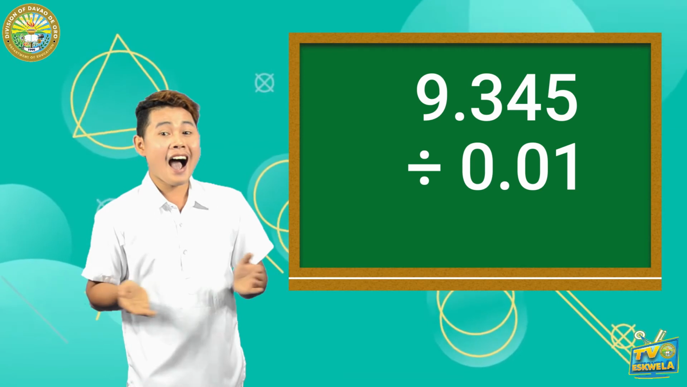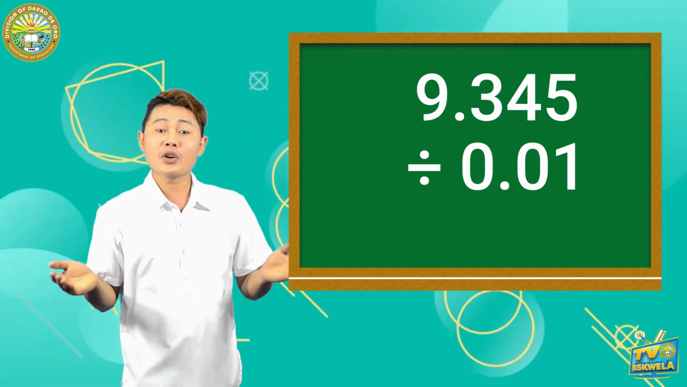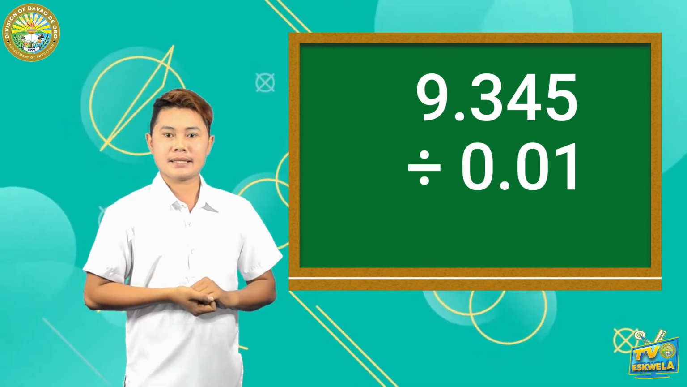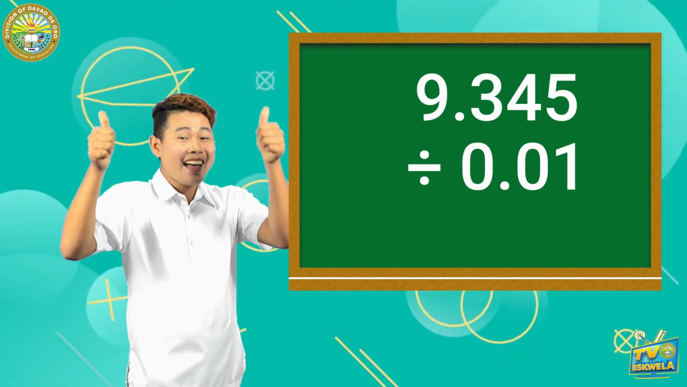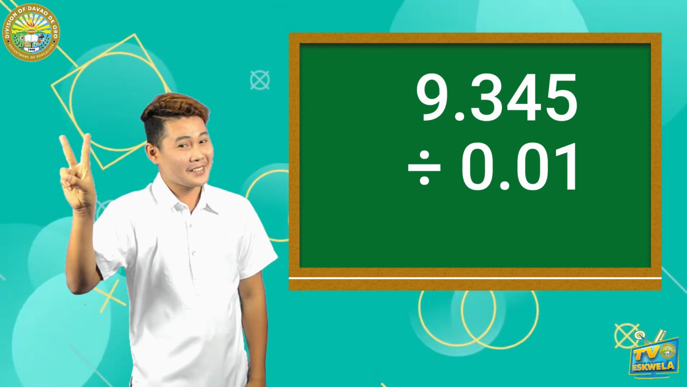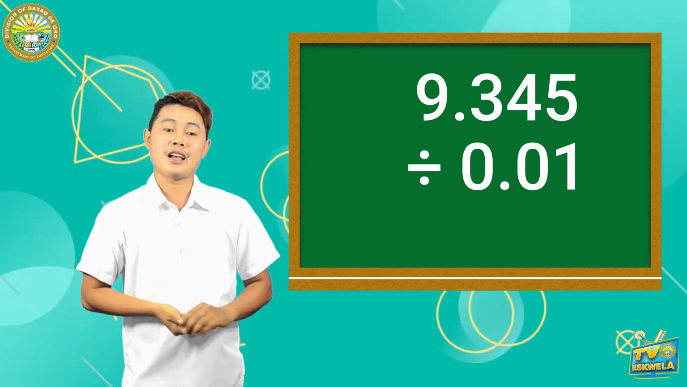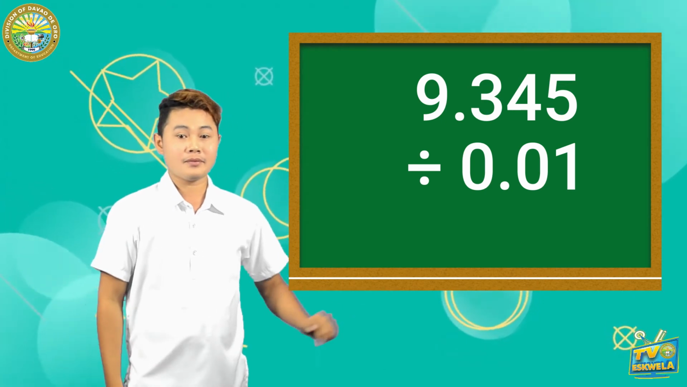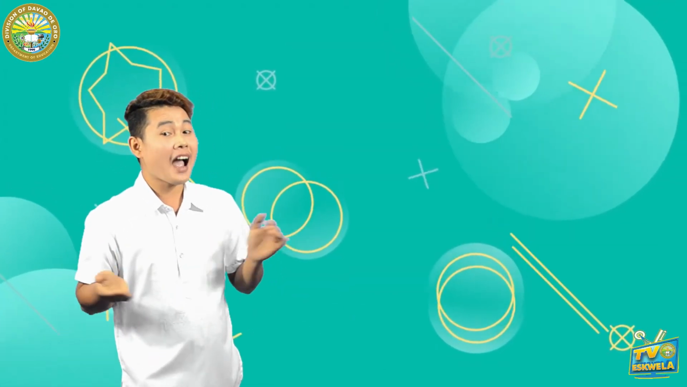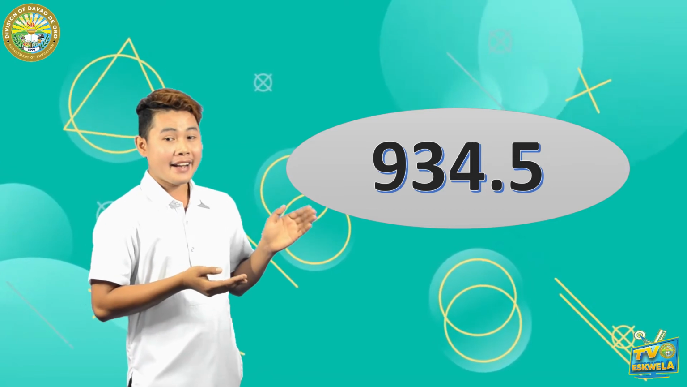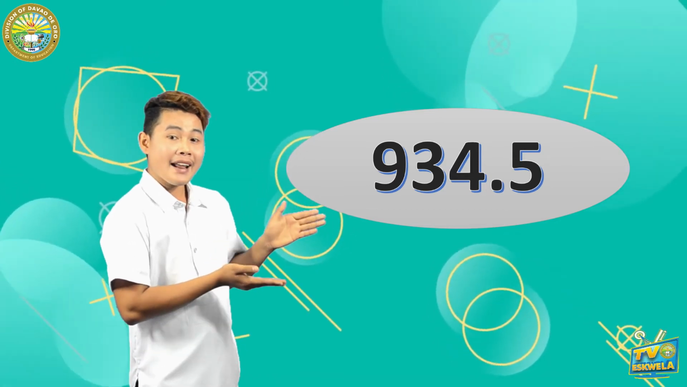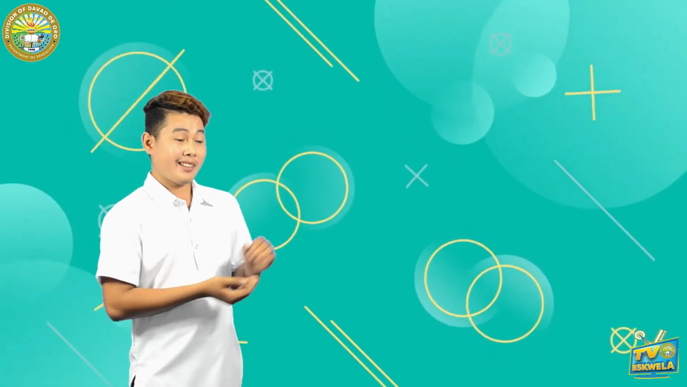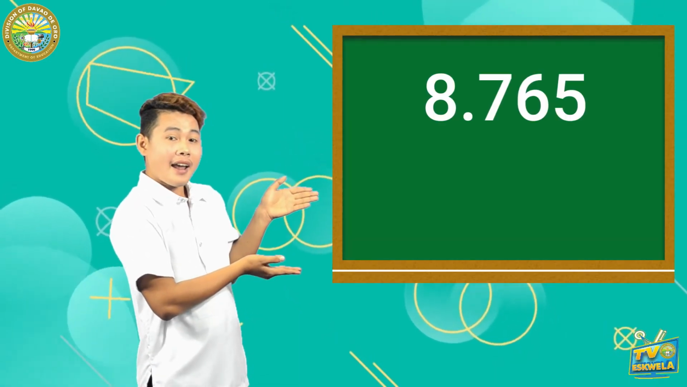Therefore, how many places are we going to move in our dividend? Correct! 2 places also. 1, 2. And we have our answer. 934 and 5/10.